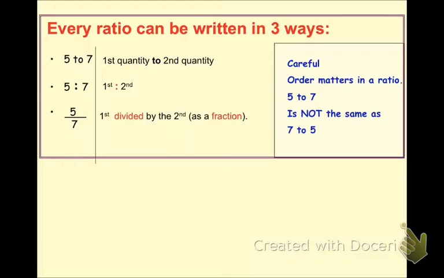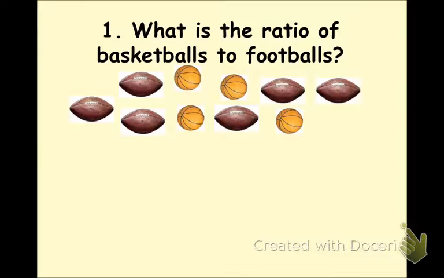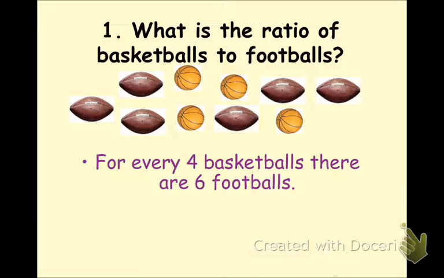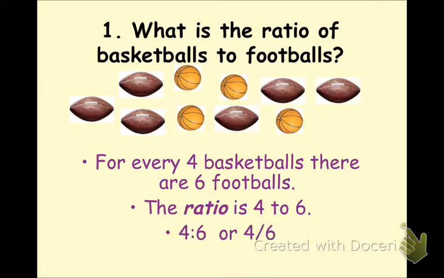Let's look at some ratios that we have in our actual paper. What is the ratio of basketballs to footballs? We would count each one. The number for basketballs comes first, so we would have 4, and the number of footballs would be 6. We would write, for every 4 basketballs, there are 6 footballs. So our ratio would be 4 to 6. Here I put it in words, 4 to 6. I can also write it with a colon, 4 colon 6, or I can write it as 4 over 6, the fraction.